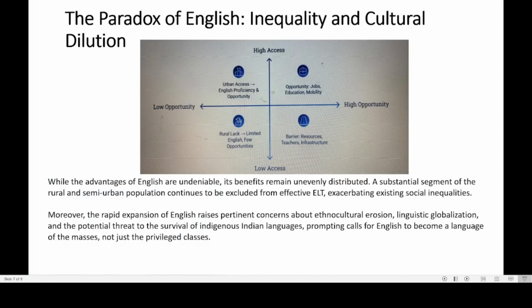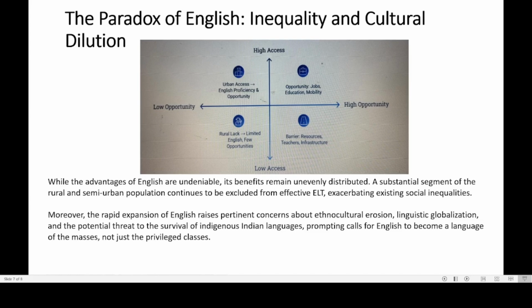However, the spread of English also creates some challenges in front of us. My dear students, one of the major problems that Indian learners face is inequality. You might have observed that students in big cities often have access to good English education, while students in rural areas sometimes do not get the same kind of opportunities. So, English can sometimes create a gap between students.